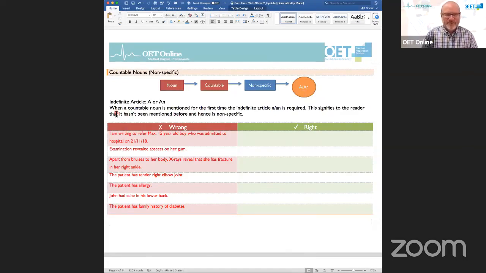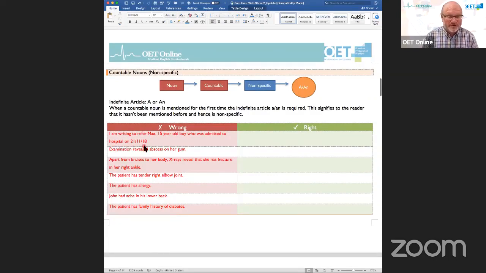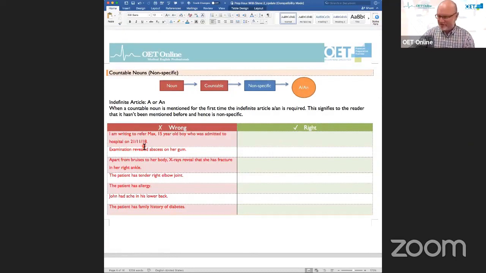So, one more time for the rule. When a countable is mentioned for the first time, the indefinite article a or an is required. This signifies that the reader has not been told about it before and hence it is non-specific. So I've got some sentences on the left-hand side of your screen there, which are clearly wrong. And I want you to help me correct these. So I'll read the incorrect one, and if the audience would like to type in what you think is correct, I'll respond to that. So the first one, I'll read it out. I'm writing to refer Max, 15-year-old boy who was admitted to hospital on this date. All right, there's your first wrong sentence.